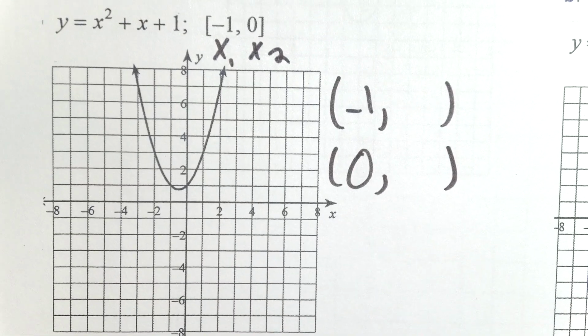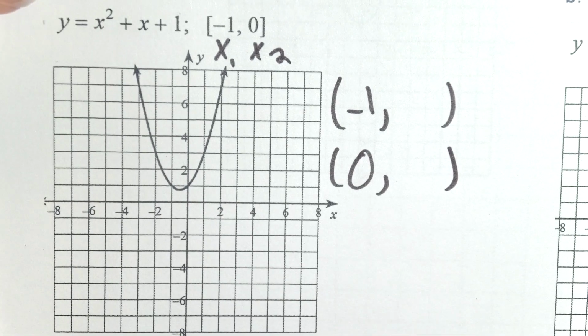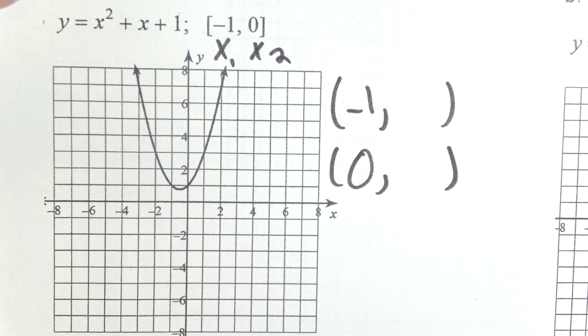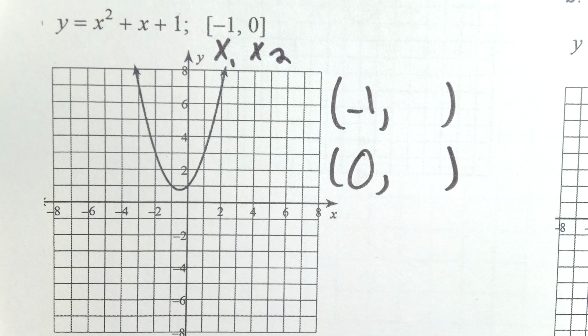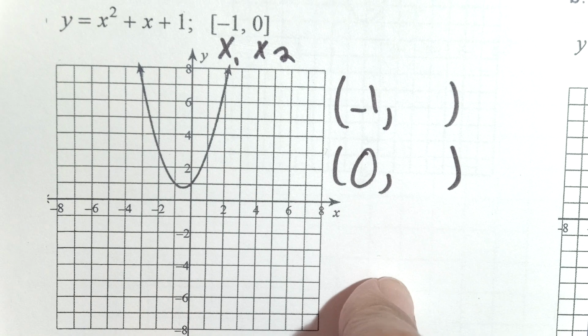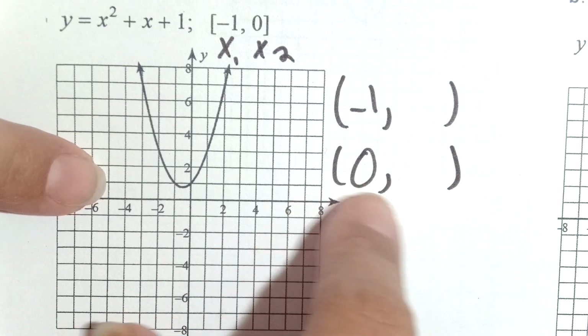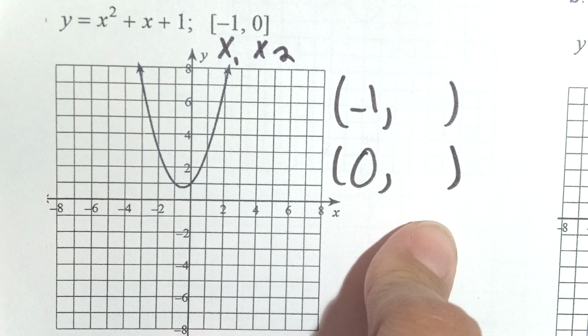But how can we find the y value that goes with these x values on the graph? Not necessarily. It's not always going to be the y-intercept. Which one of these will be the y-intercept, though? The 0 one. Okay? So then what is that coordinate? 1. Okay?